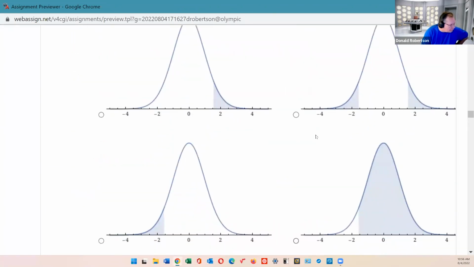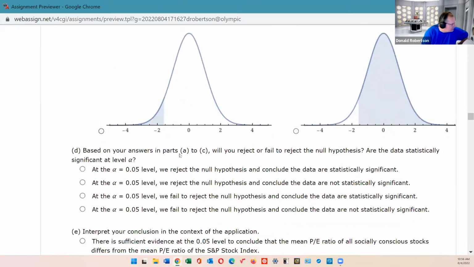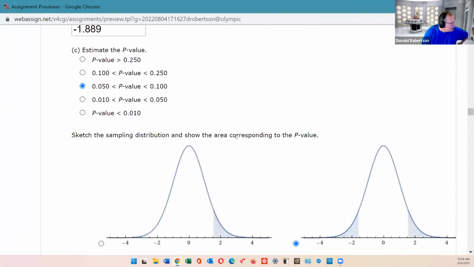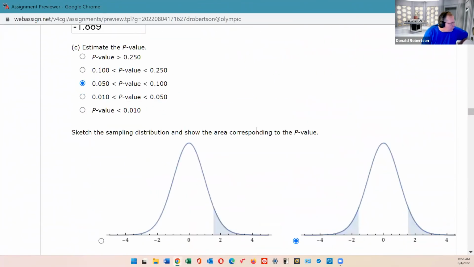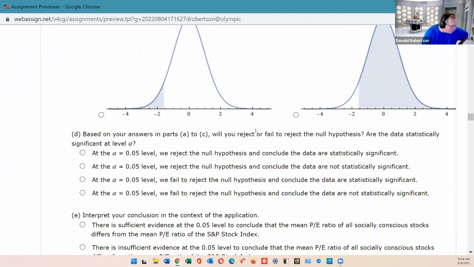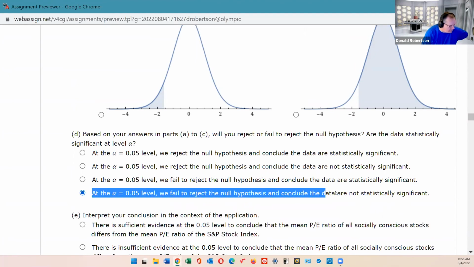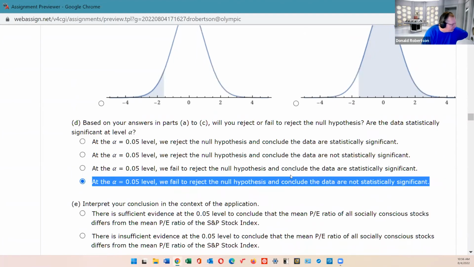This is a not equals to one, so don't we click on the two shadeds? And we are comparing that to a 0.05. Well, a 0.06 is not less than a 0.05. So that's a no. And a no is this one. Fail to reject the null, not statistically significant.